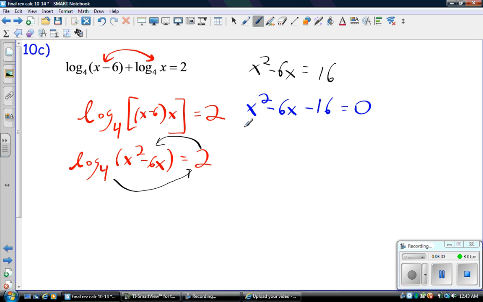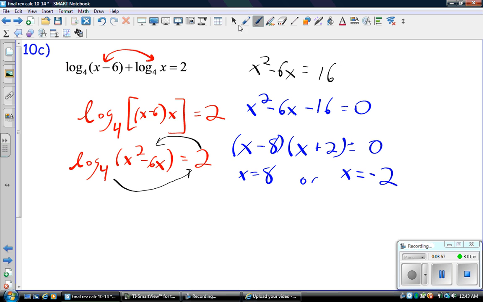Turns out this factors. Numbers that multiply to negative 16 and add to negative 6, that would be negative 8 and positive 2. So I get x could equal 8 or x could equal negative 2.